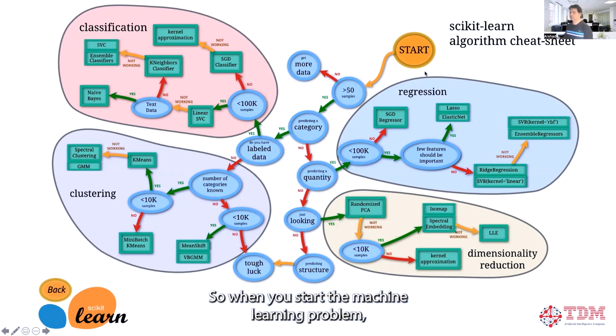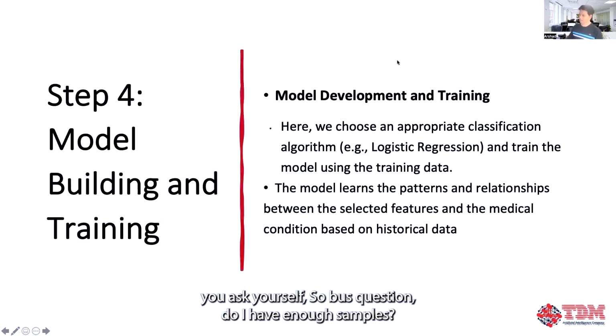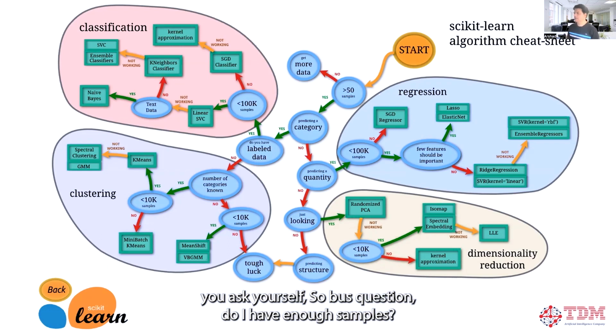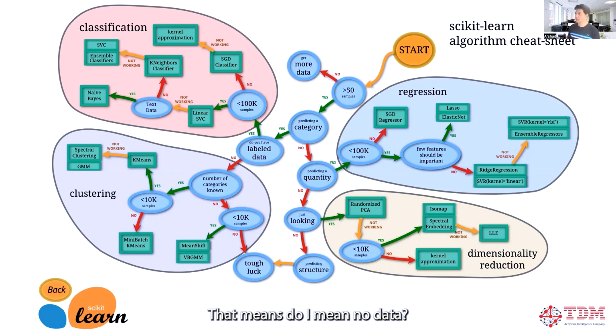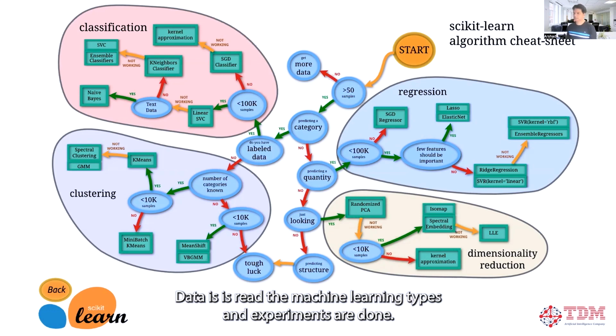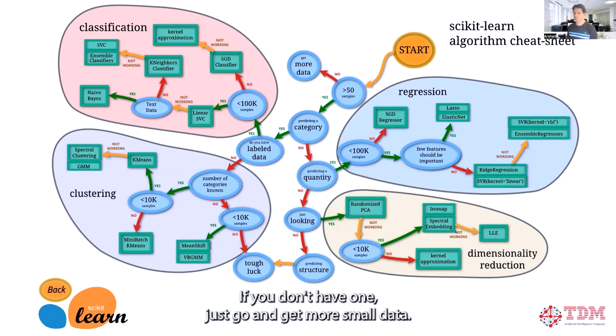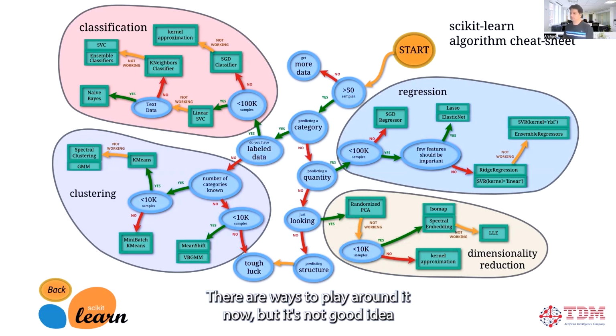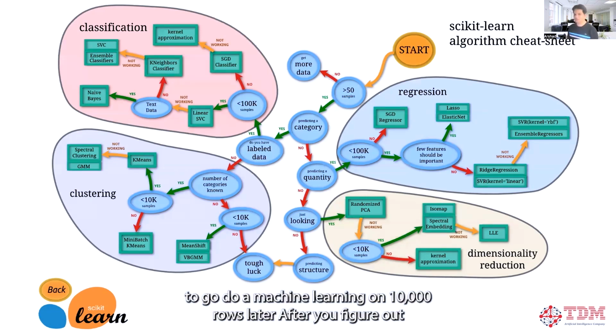When you start a machine learning problem, you first ask yourself, do I have enough samples? That means, do I have enough data? Data is where machine learning thrives and experiments are done. If you don't have enough, go and get more. With small data there are ways to play around it, but it's not a good idea to do machine learning on 10,000 rows of data.